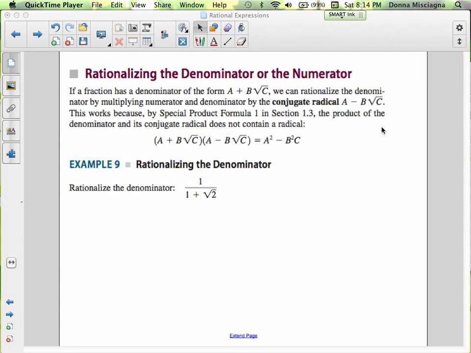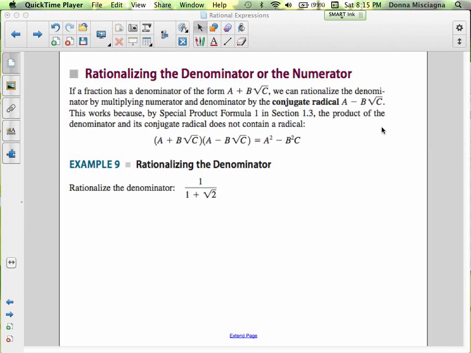Rationalizing the denominator or the numerator. If a fraction has a denominator of the form a plus b times the square root of c, we can rationalize the denominator by multiplying numerator and denominator by the conjugate radical. Remember, the conjugate is the same expression, except the sign is different.